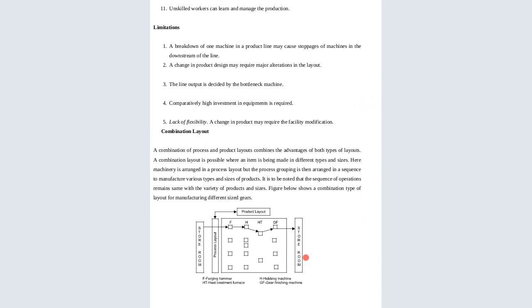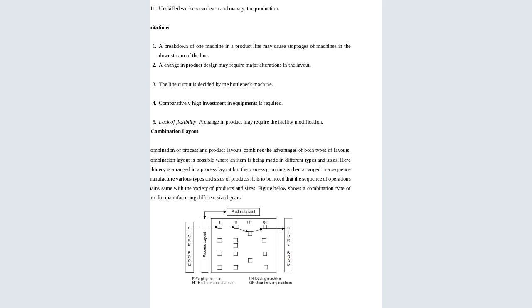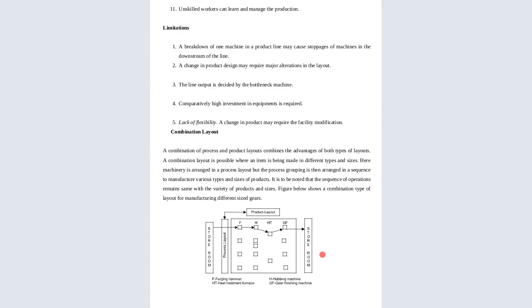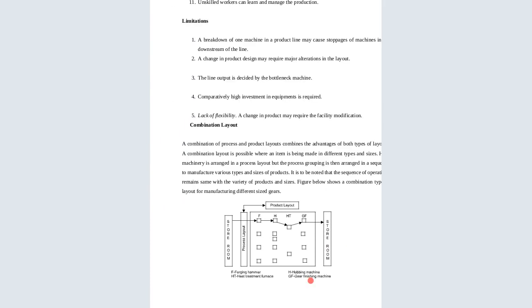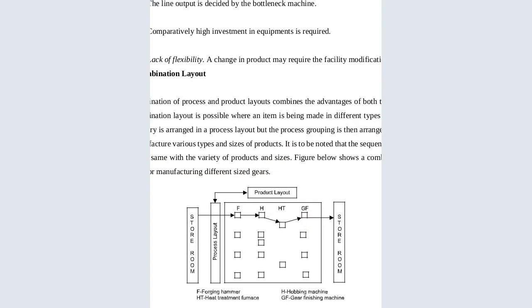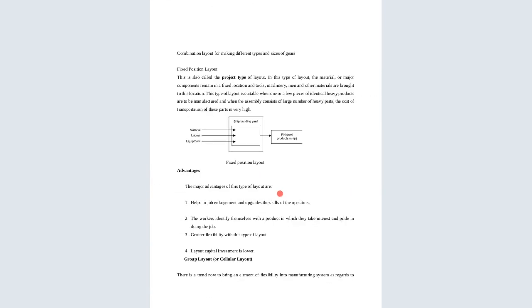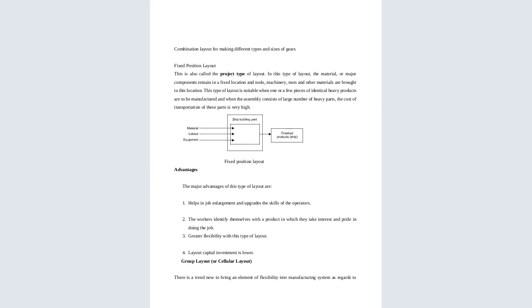It is to be noted that the sequence of the operation remains the same with the variety of products and sizes. So the figure below shows the combination type of layout for manufacturing different sizes of gears. You can see here, this is a storeroom. And then we have the product layout up there, and then the process layout there. So with the process layout, according to the process, the machines are arranged, and then the product, they are arranged according to what is produced at that particular time. So the combination layout of making different types and sizes of gears.